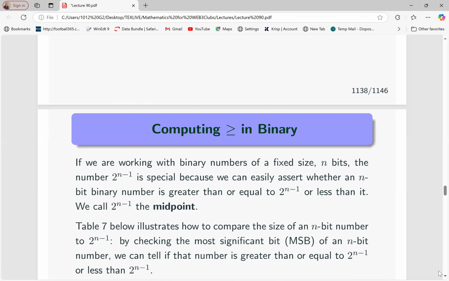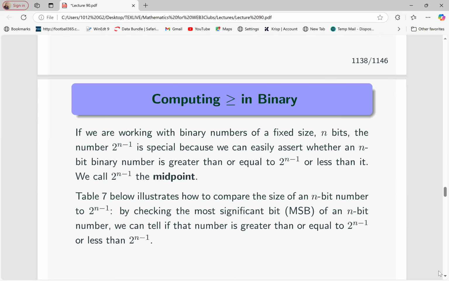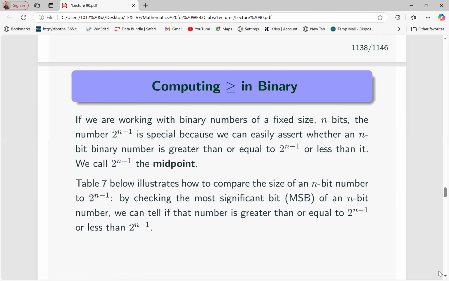Now, I think I should stop there, but later on, when I share these notes, you'll be able to look at how to compute greater than or equal to in binary. How do you compute greater than or equal to in binary? So I've added these notes.